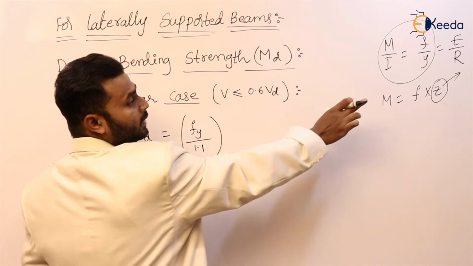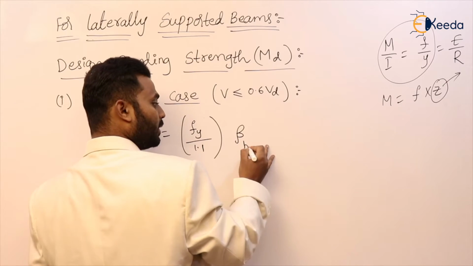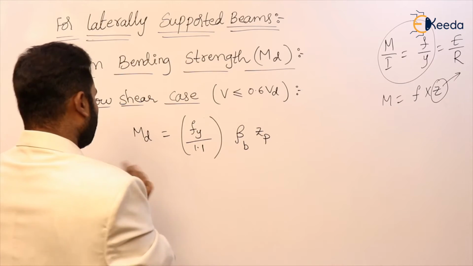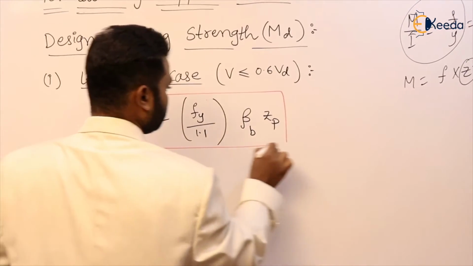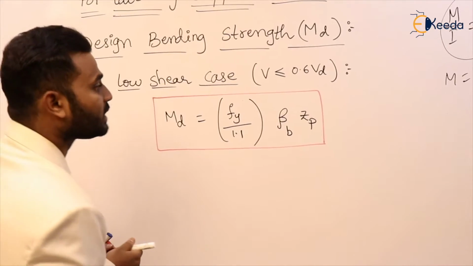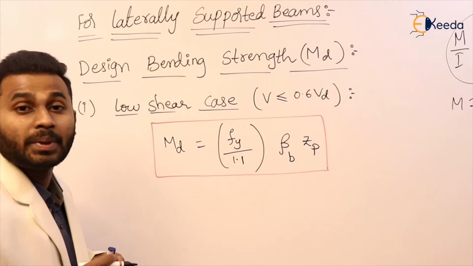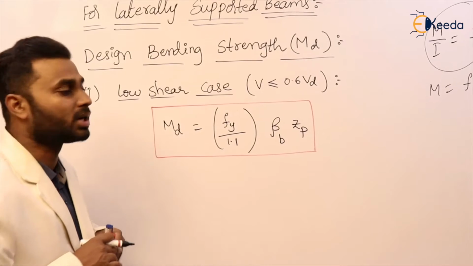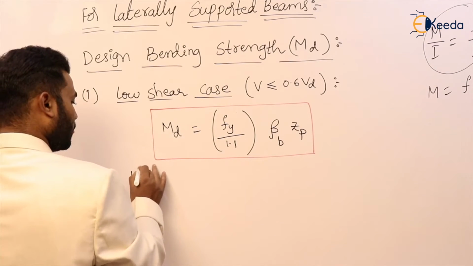So now the Z cannot be taken directly. It can be taken like this: one factor beta B into Z. So this is the design bending strength. Now let us see what is beta B. Everything is known: ZP is nothing but the plastic section modulus. And Fy is the yield stress, and 1.1 is the factor of safety.